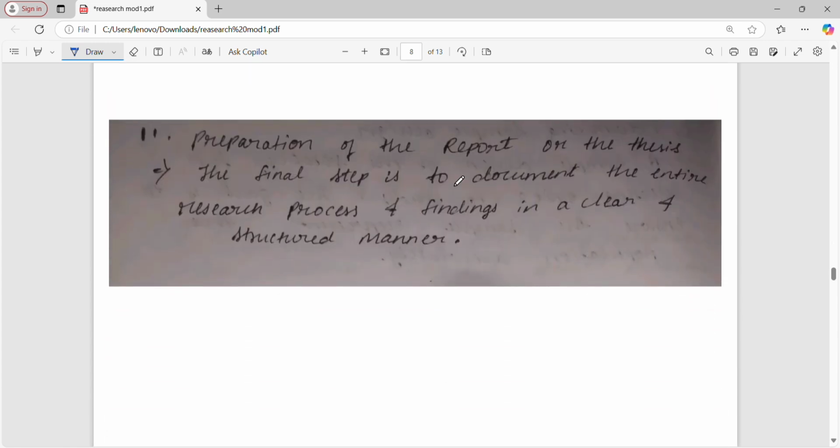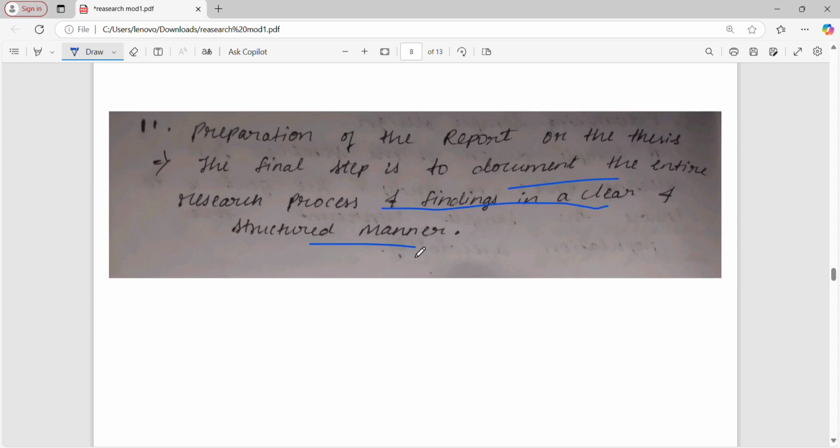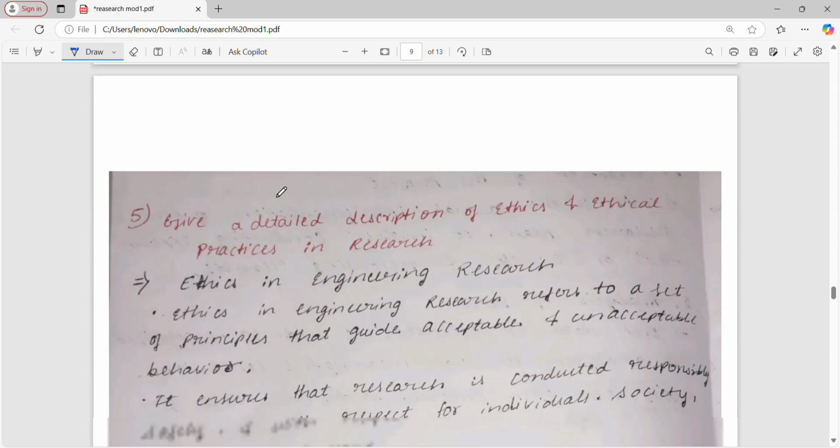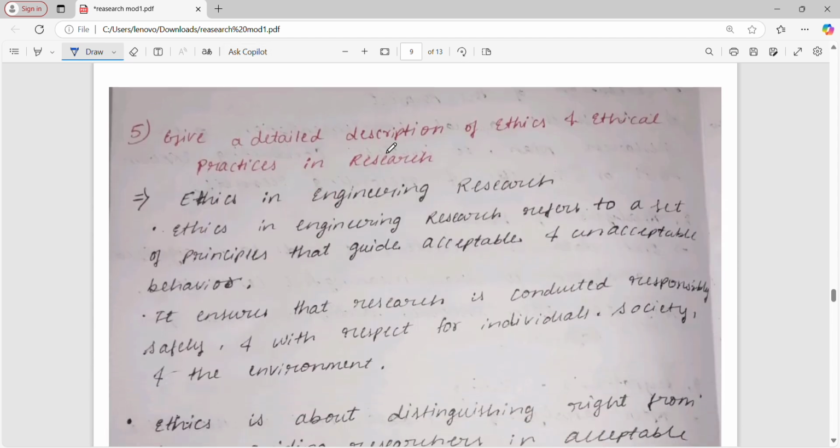Last one is the preparation of the report or the thesis. The final step is to document the entire research process and findings in a clear and structured manner. This is the last step, and you should draw the flow diagram. It is there in the textbook. Next question is, give the detailed description of ethics and ethical practices.